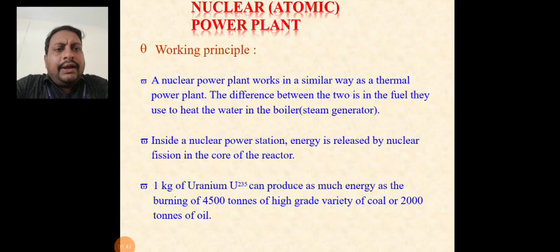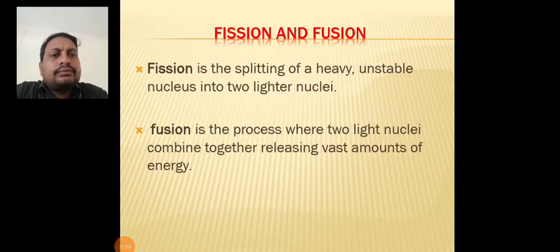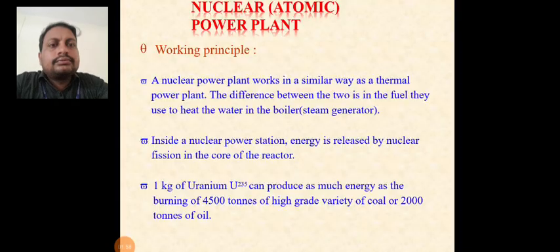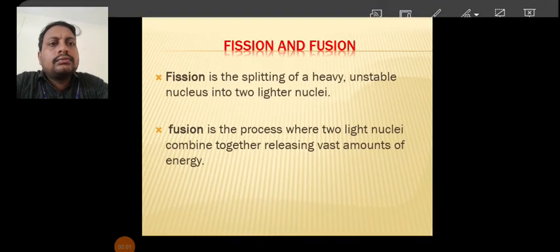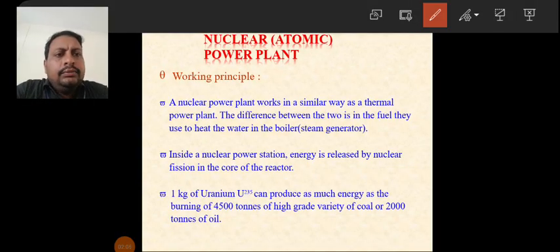Inside the nuclear power station, the energy is released by nuclear fission in the core of the reactor. So that is the important thing. In the nuclear reactor, energy is released by nuclear fission in the core of the reactor. That is the important thing in the nuclear power plant. So we are going to see what nuclear fission is. Nuclear fission is taking place in the nuclear power plant.